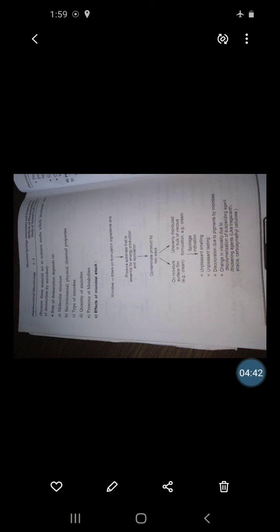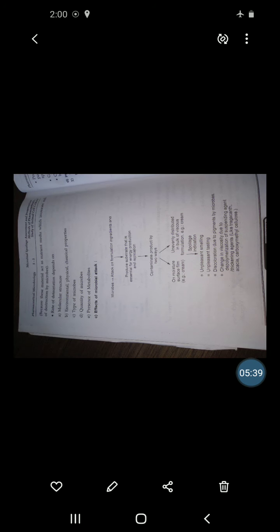The rate of deterioration, meaning the loss of activity, depends upon the molecular structure, environmental properties, physical properties and chemical properties, then the type of microbes, the quantity of microbes, and the presence of metabolites. The loss of activity depends upon all these factors.